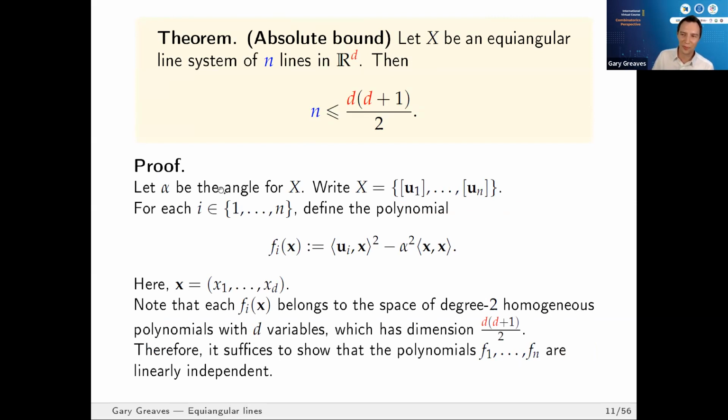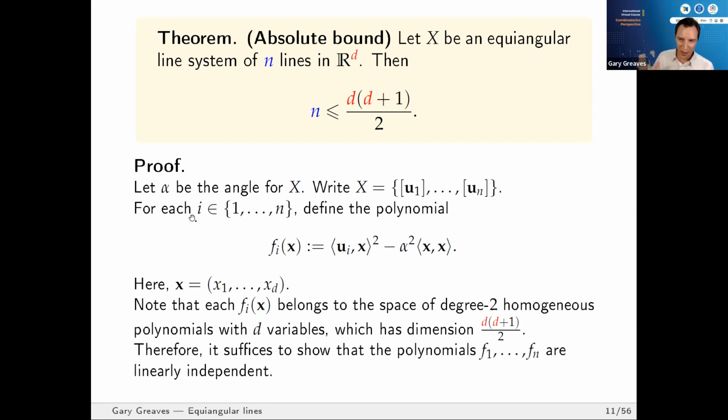Well, first we let alpha be the angle for this equiangular line system. This is the common angle. And we're going to use u1 up to un to be our spanning vectors for our equiangular lines here. Okay, so that's step one. We take some unit vector for each of our n lines.